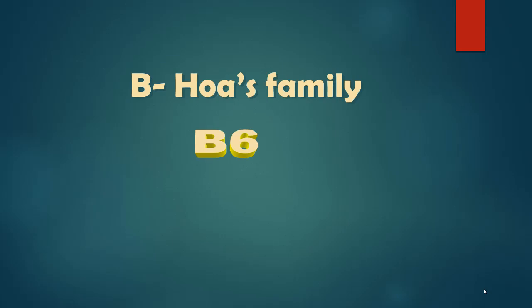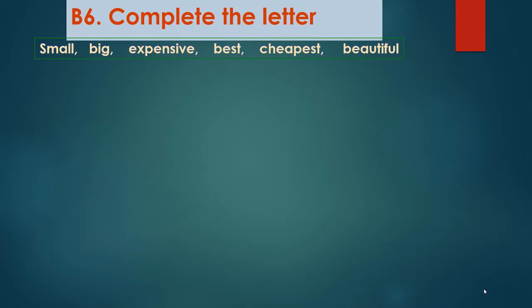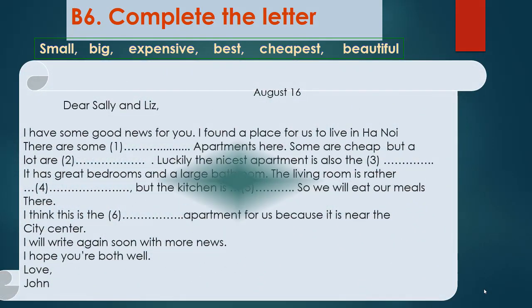The final part we learned today, B6. Complete the letter. You read the letter John writes for Sally and Liz, and fill in the blanks from number 1 to number 6 with the suitable words in the box. You have 2 minutes to think about.